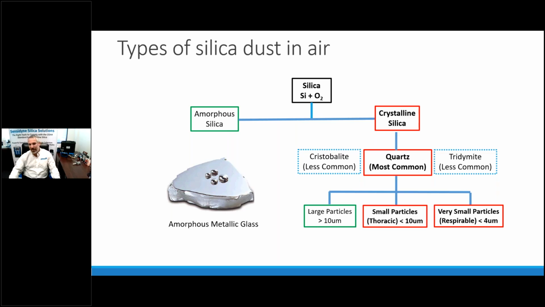And then we have the respirable fraction. These are the very small particles, less than 4 microns in size. And I'm going to talk to you a little bit further about why these smaller respirable fractions of crystalline silica are so harmful.